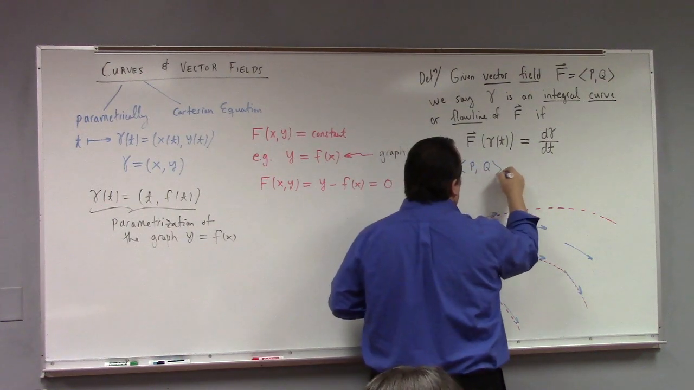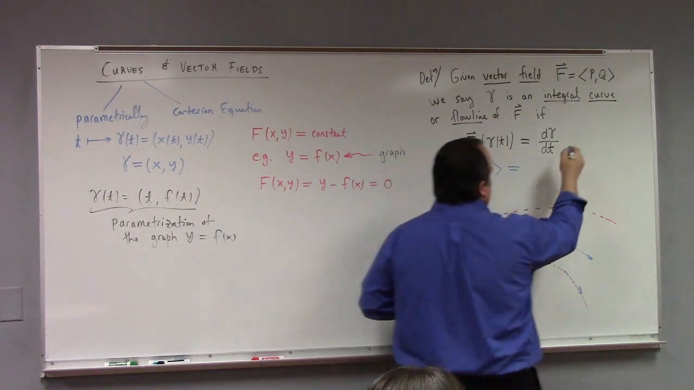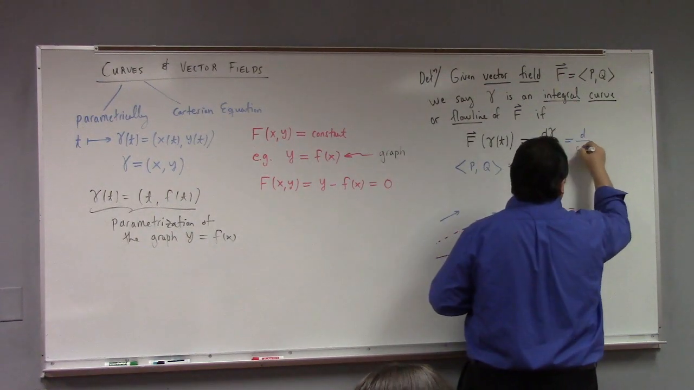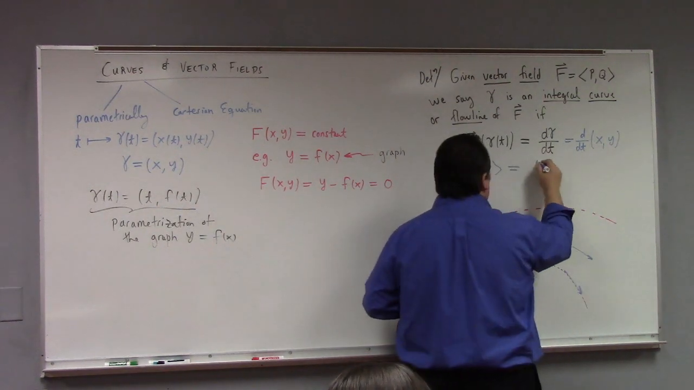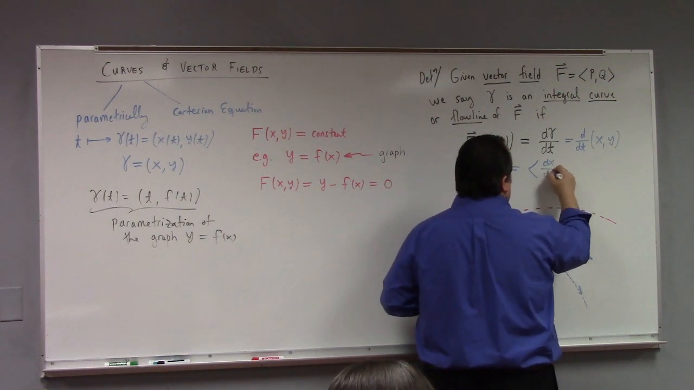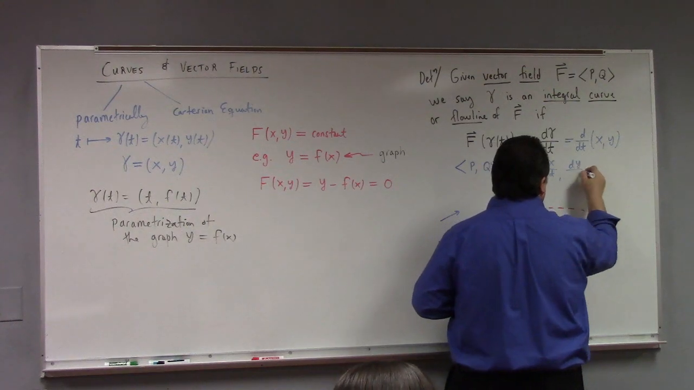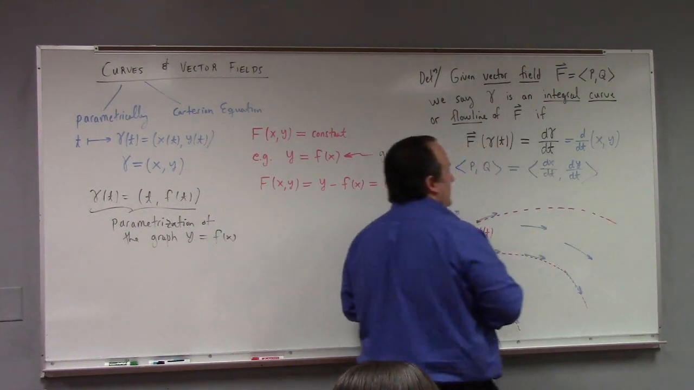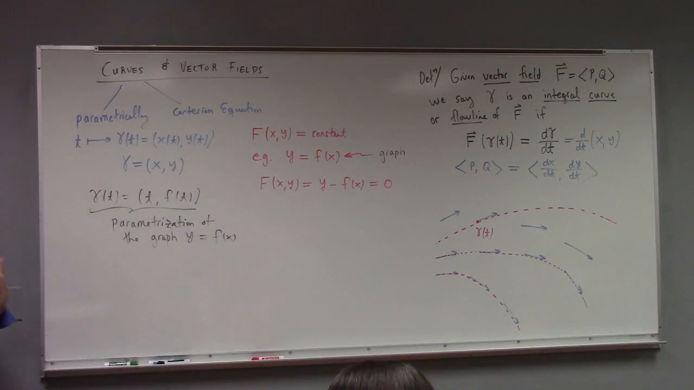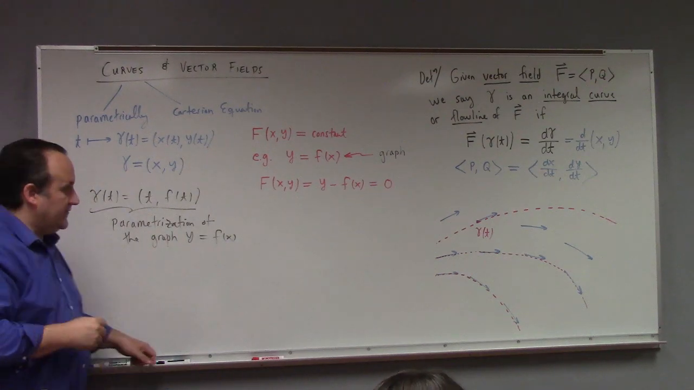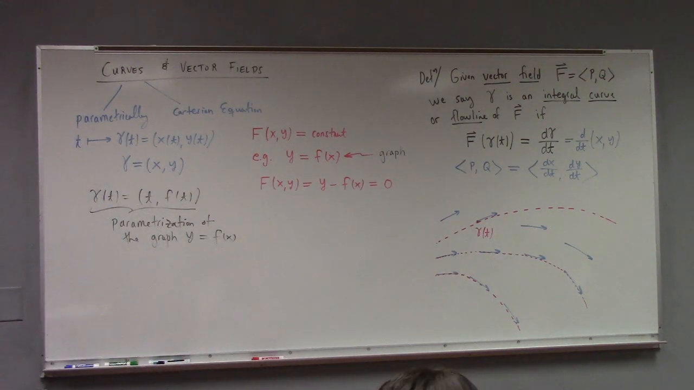We've got p comma q, and what's the derivative of a path? Well, you've got the derivative of x comma y. We define that to be the derivative of x comma the derivative of y, right? So what does this mean? This means to find the integral curve to a vector field, we have to solve two differential equations. What are the differential equations we have to solve?